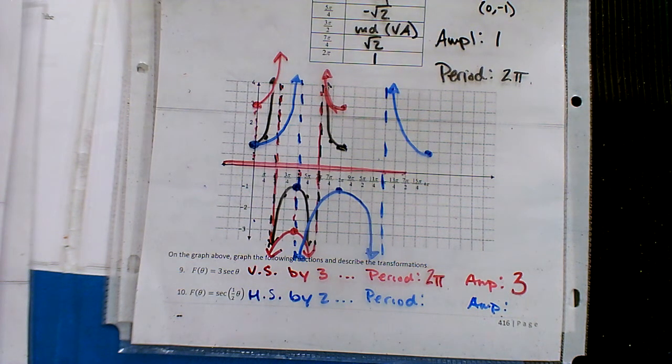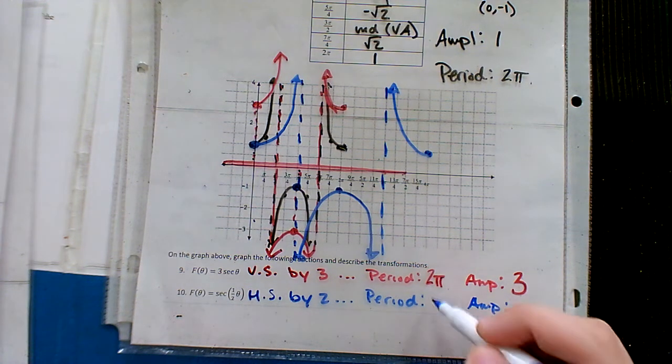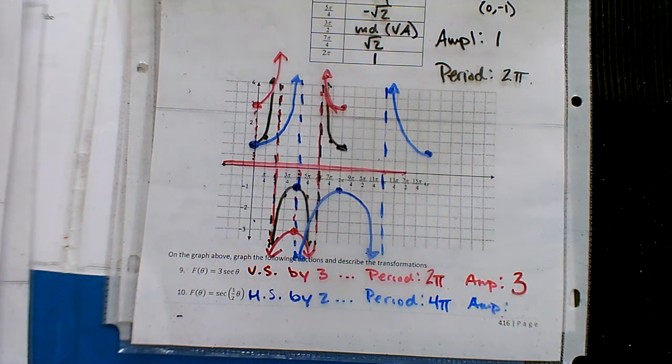Can we determine period and amplitude of our blue graph? How wide is our blue graph? Yeah? Period 4 pi, good. And amplitude? Yeah, still 1. We did not change the height. Perfect. All right, let's practice.